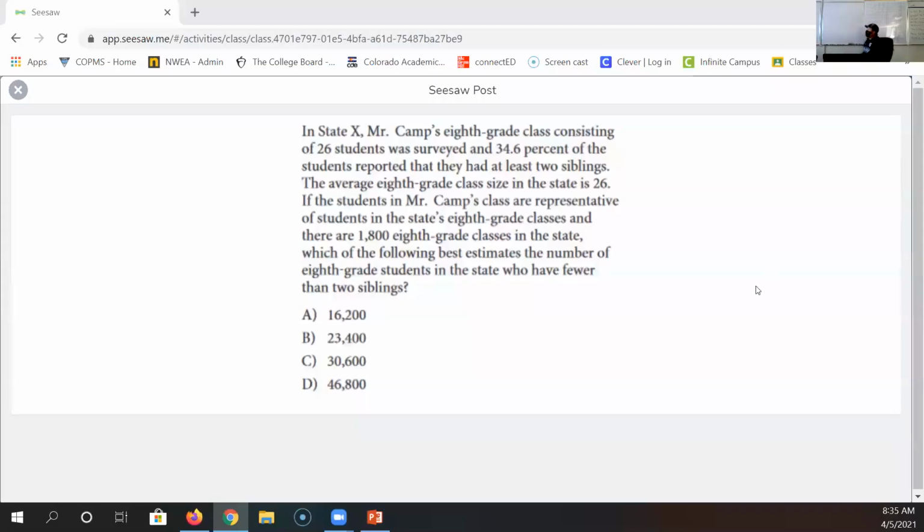Alrighty, guys. So on the bell work, it says in state X, Mr. Camp's eighth grade class consisting of 26 students was surveyed, and 34.6% of the students reported that they had at least two siblings. Okay, the average eighth grade class size in the state is 26, so we don't really care about that information. The most important sentence is the one that comes up next.